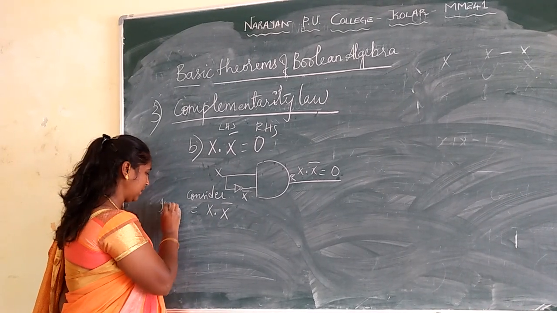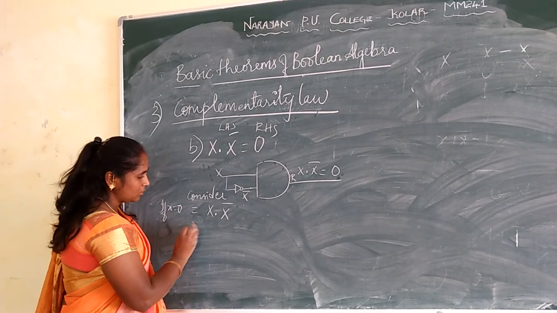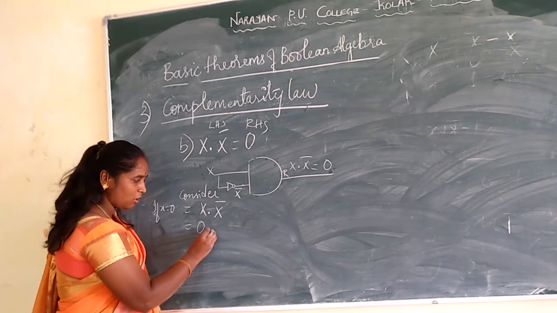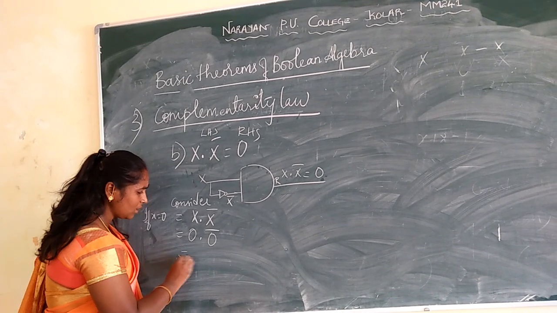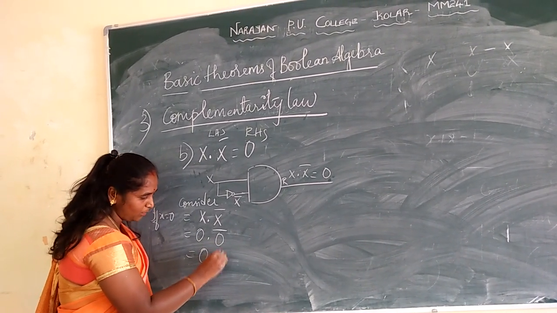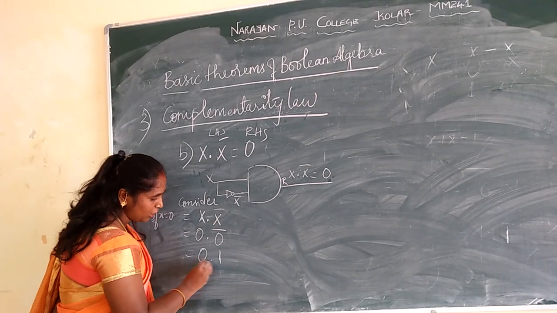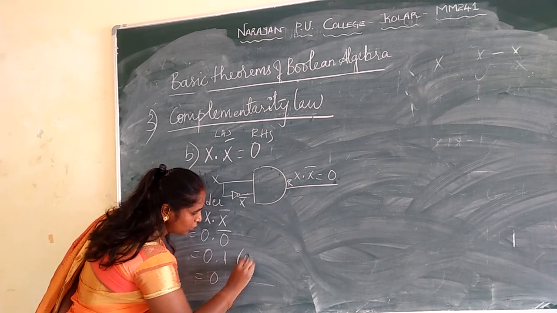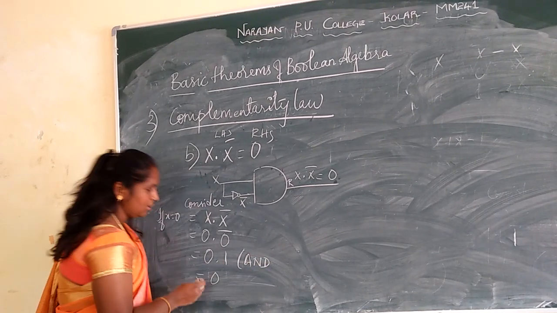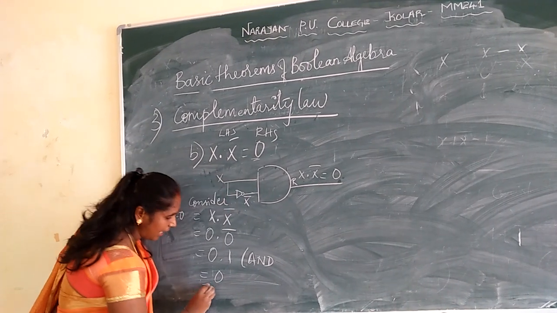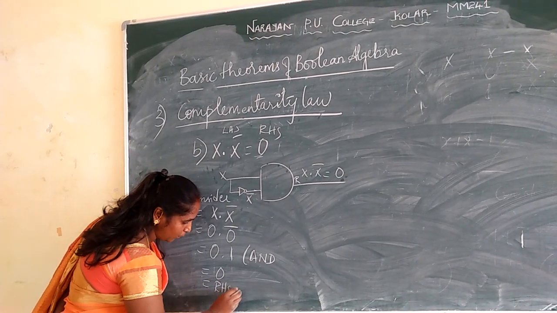If x is equal to 0, in place of x I am going to substitute 0: 0 dot 0 bar. So 0 as it is, and 0 bar is nothing but 1, the complement of 0 is 1. 0 into 1 is nothing but 0, according to your AND operation. So your RHS has been proved.